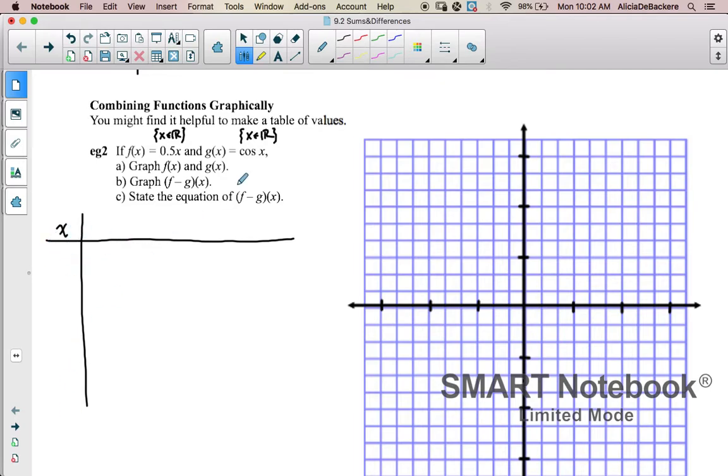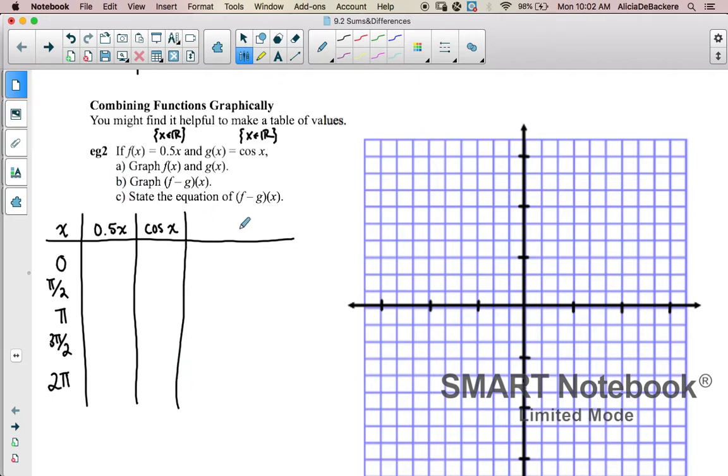So when I choose my x values, I'm actually going to start by thinking about the cosine graph. And I know that the cosine graph has key points at 0, pi by 2, pi, 3 pi by 2, and yes, we still live in radians. We no longer live in degrees in this course, right? We're always using radians. And then I'm going to figure out, well, what is the y value for the f function, so 0.5x? And then I'm going to figure out, well, what's the y value for the cos function, that's my g at x. And then finally in part B, we'll add my f minus g function.